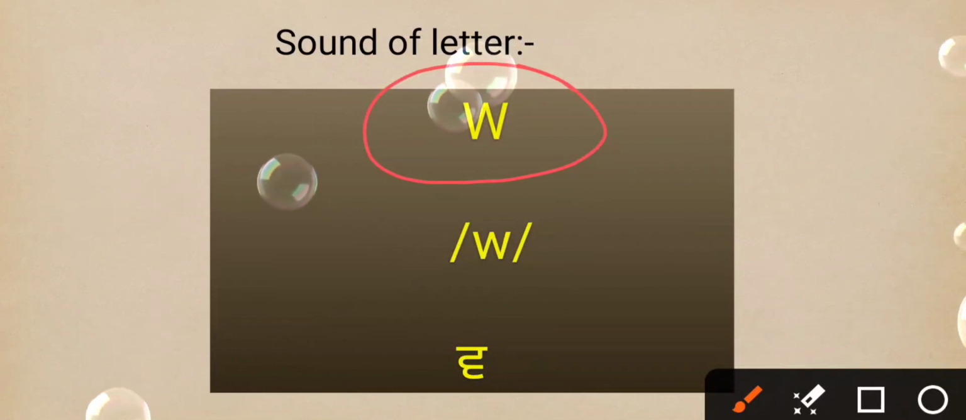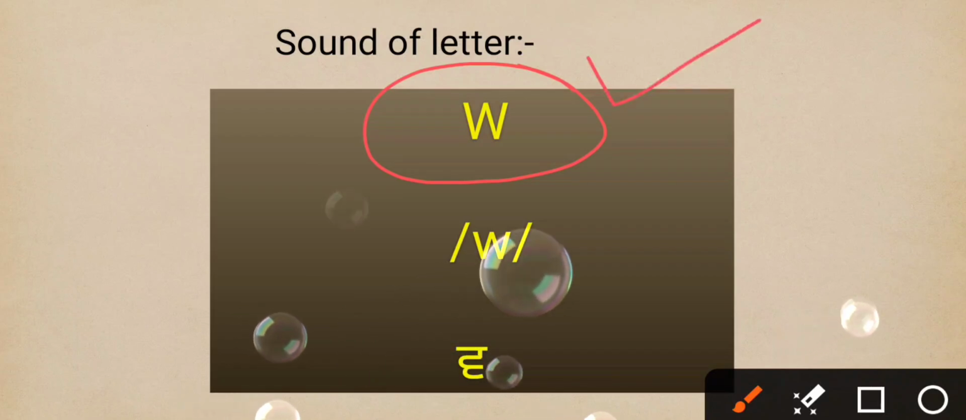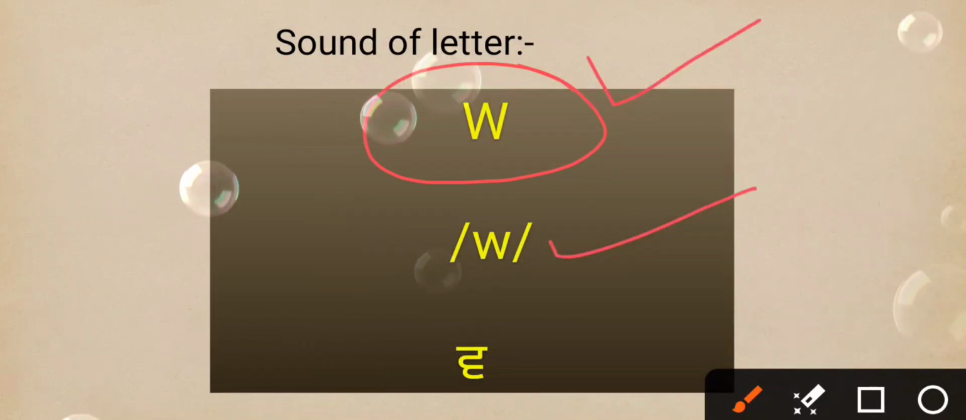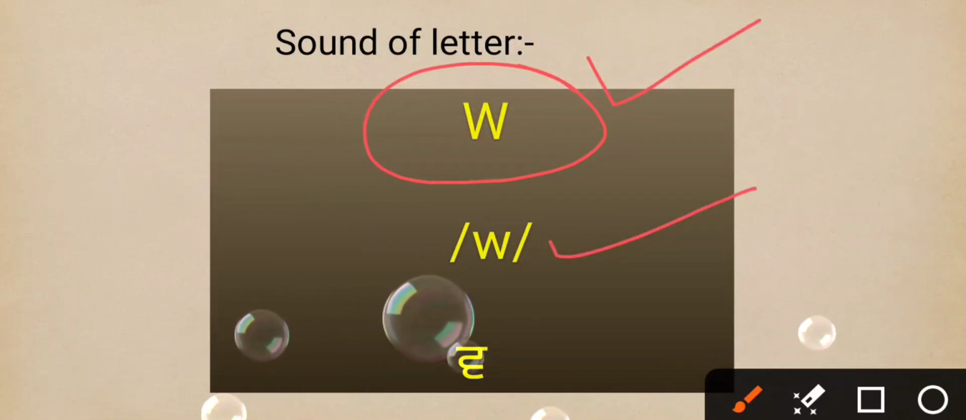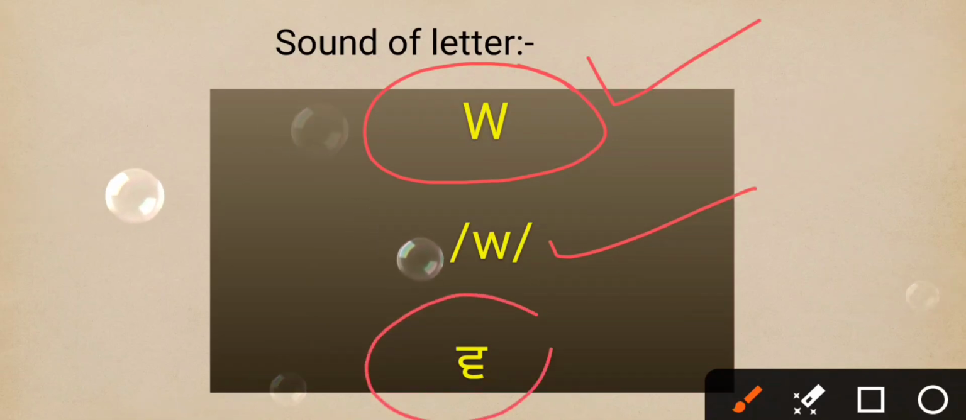W. This is capital W and this is small w. Okay? But the sound of this letter is W.